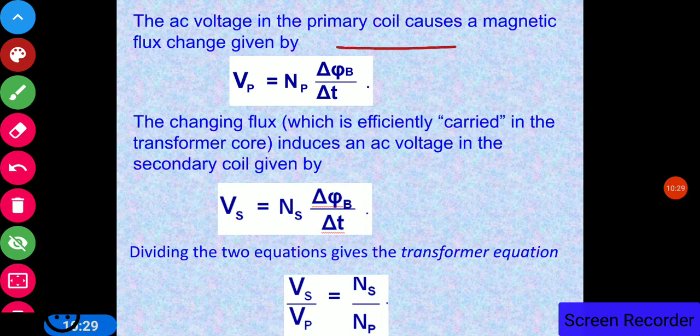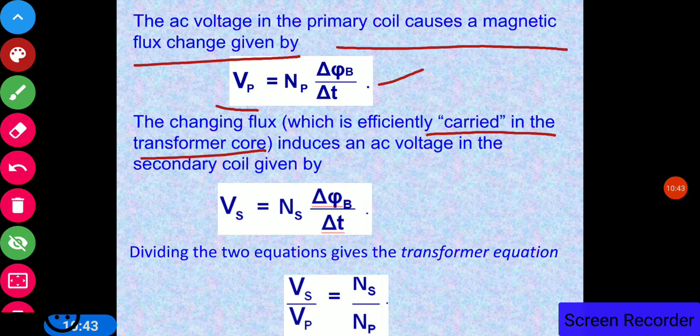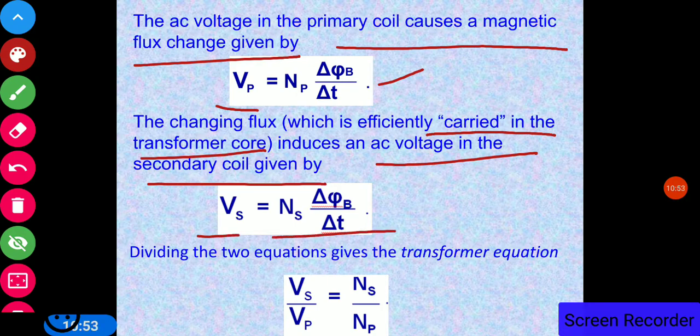Now AC voltage in the primary coil causes a magnetic flux linked by it. So an expression can be written as Vp is equal to Np dφ/dt. Since the changing flux is efficiently carried in the transformer core, this changing flux induces an AC voltage in the secondary coil. So the secondary coil voltage Vs is equal to Ns dφ/dt.